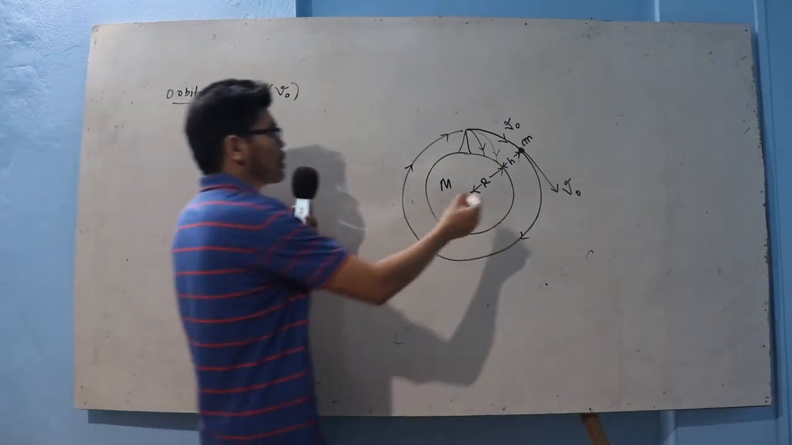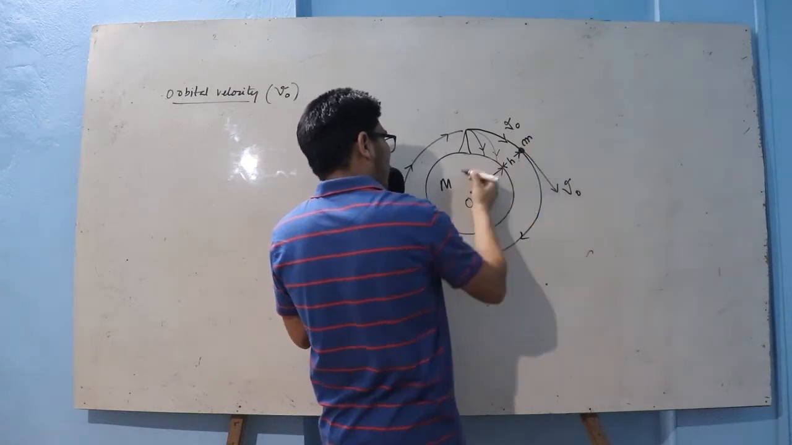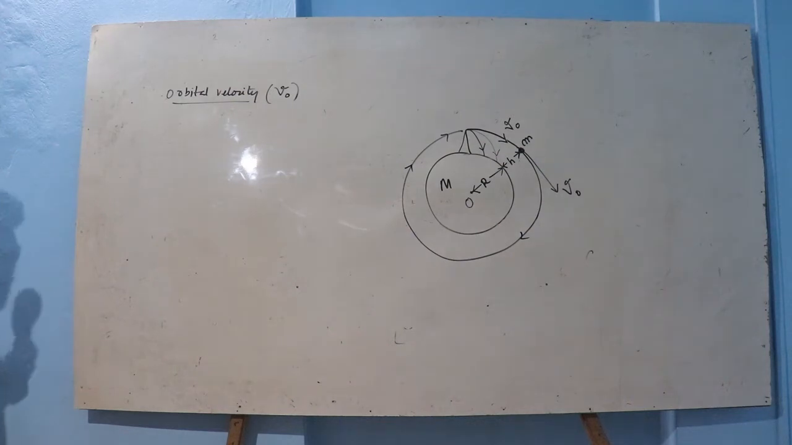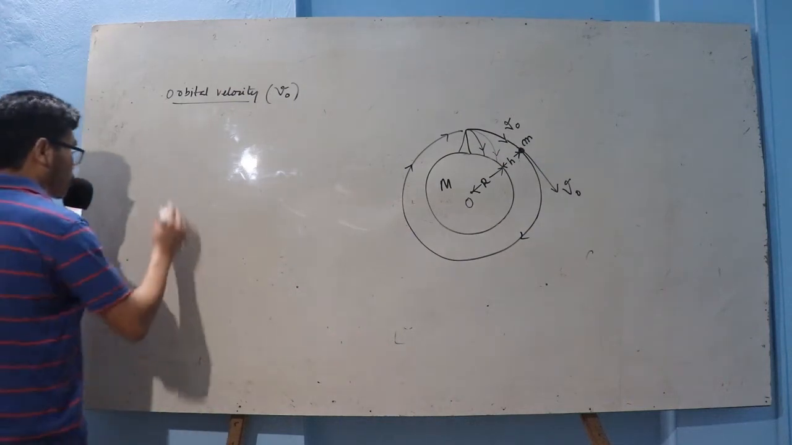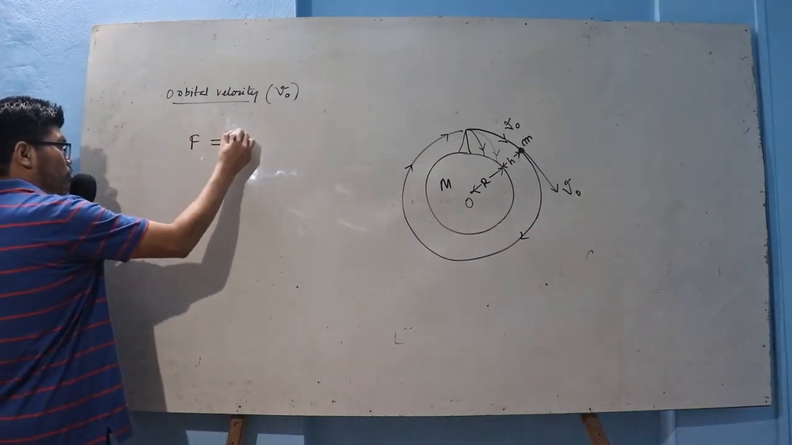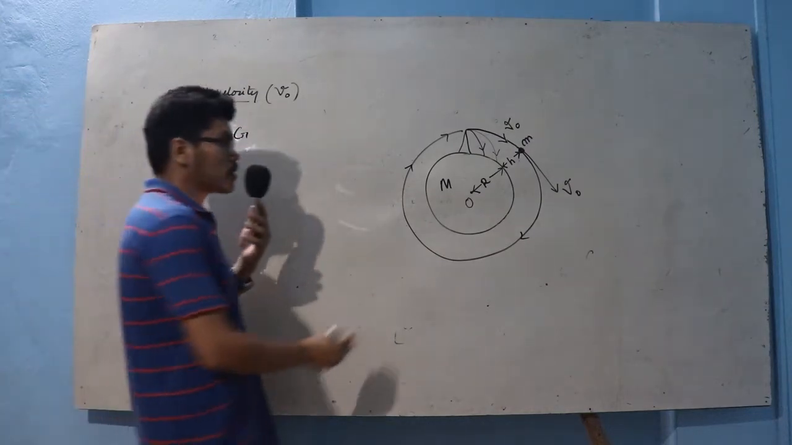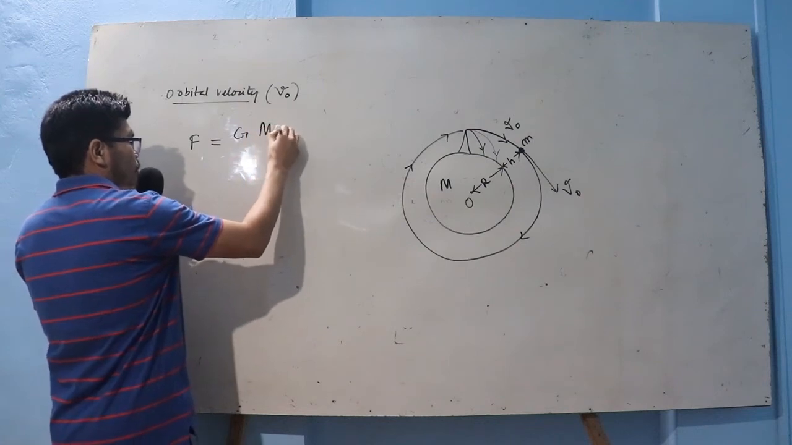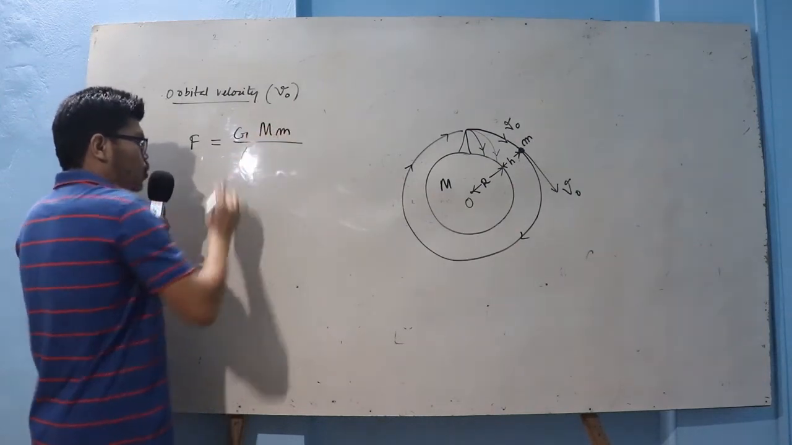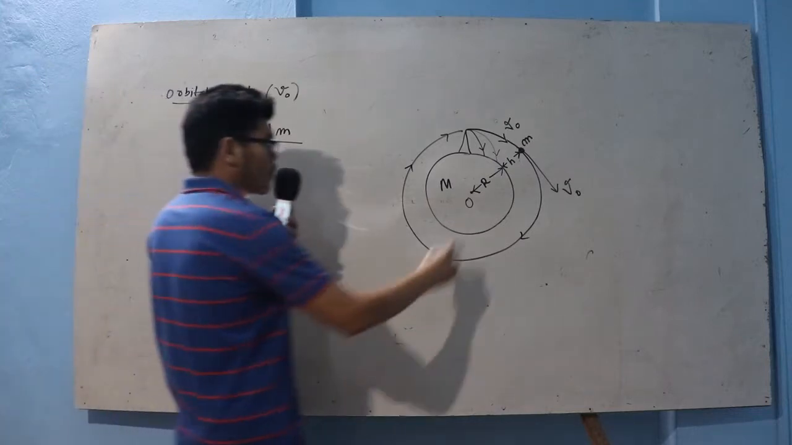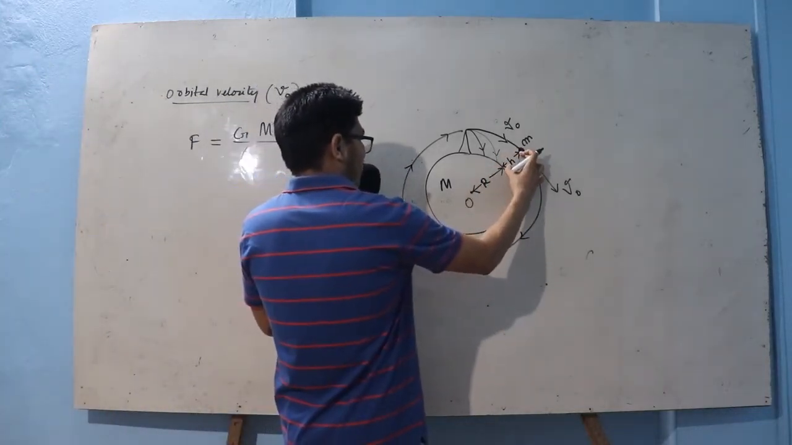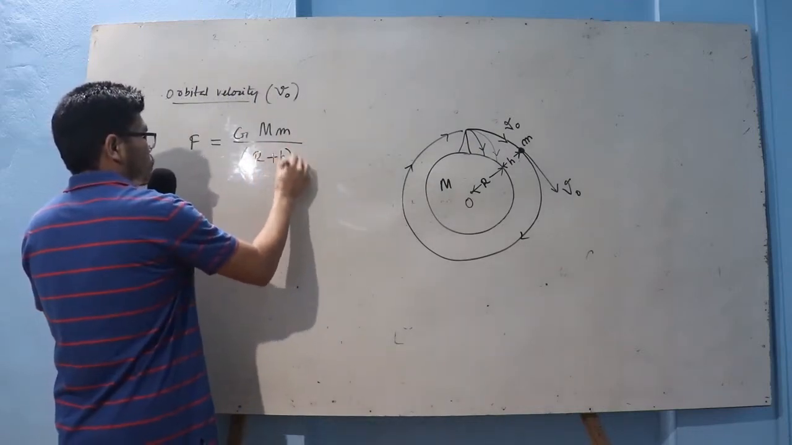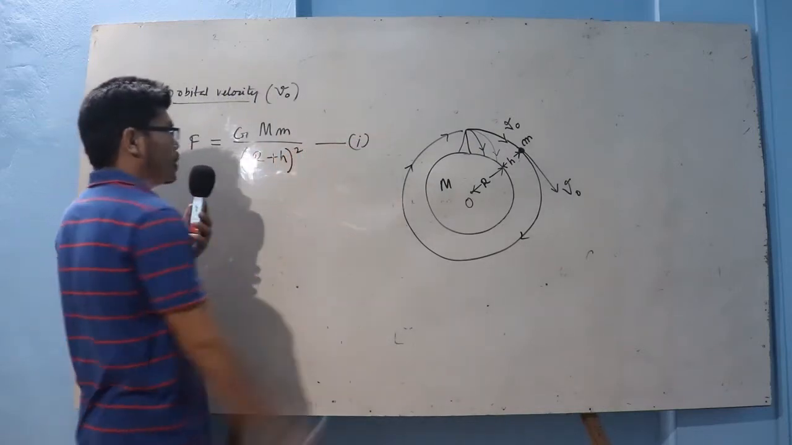Then between the mass of the satellite and the mass of the Earth, there must be a force of attraction that is given by Newton's law of gravitation. So from Newton's law of gravitation, F is equal to G, the two masses you have are M and m, the mass of the satellite, divided by the square of the distance. Now this is the height of the satellite, so the actual distance becomes (R plus h) whole square. This is your equation number 1.